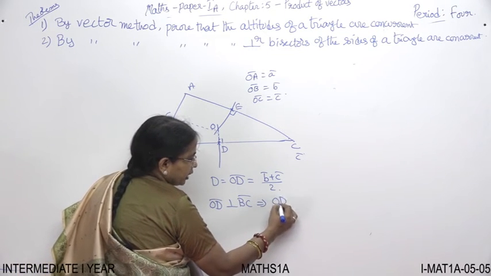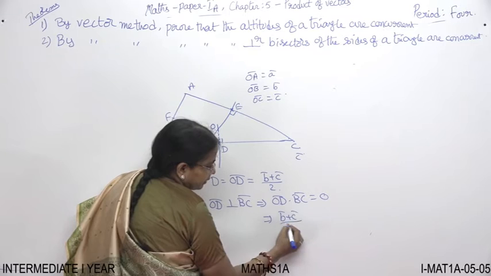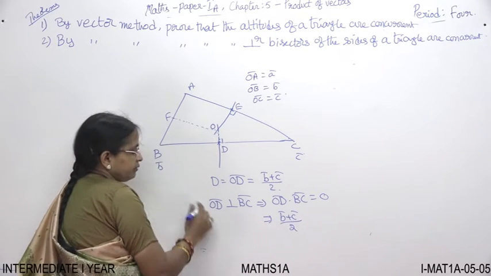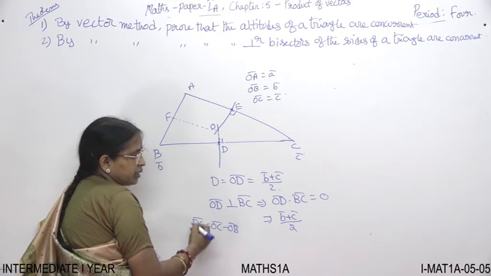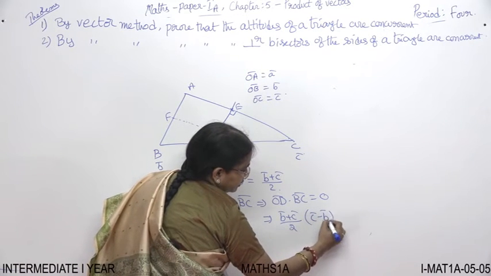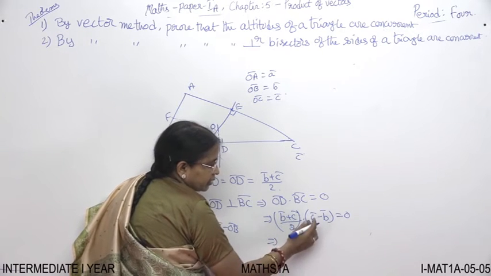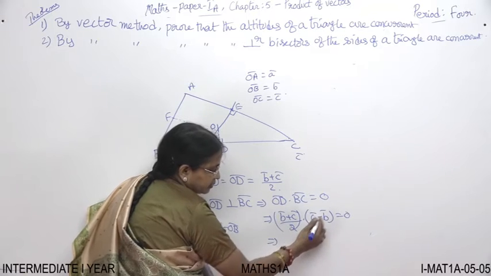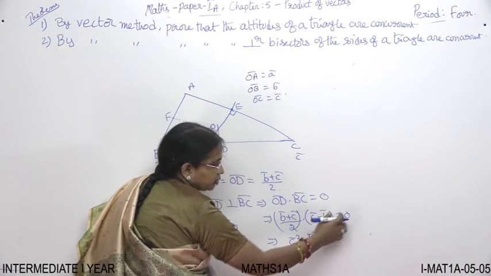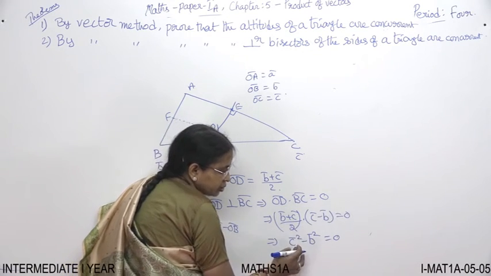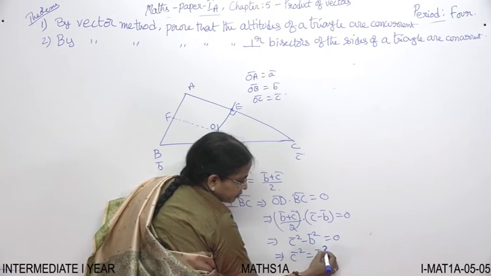That means OD dot BC is equal to 0. OD is B plus C by 2. What is BC? BC vector is OC minus OB, so that means C minus B. So we write B plus C by 2 dot C minus B is equal to 0. So it is C square minus B square by 2 is equal to 0. Anyhow, 2 into 0 becomes 0, so C square minus B square is 0. So C square is equal to B square.